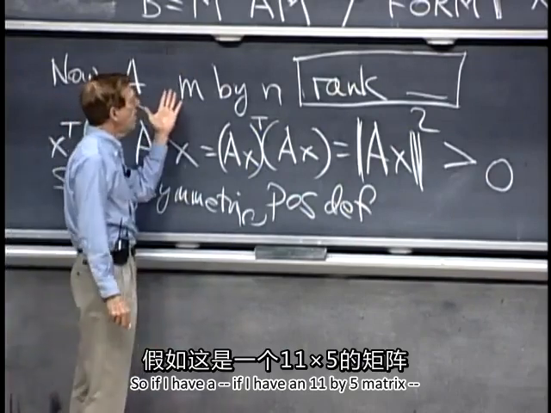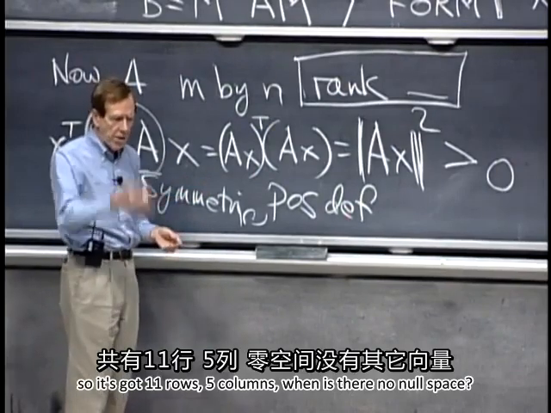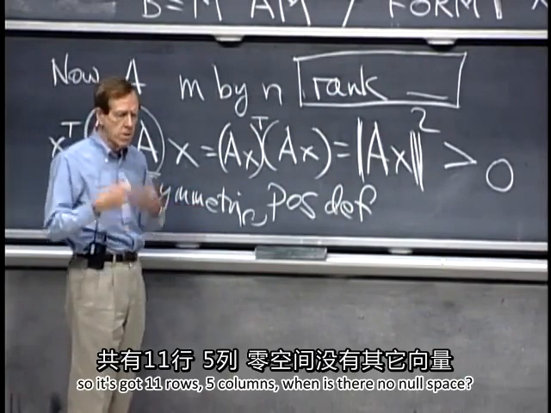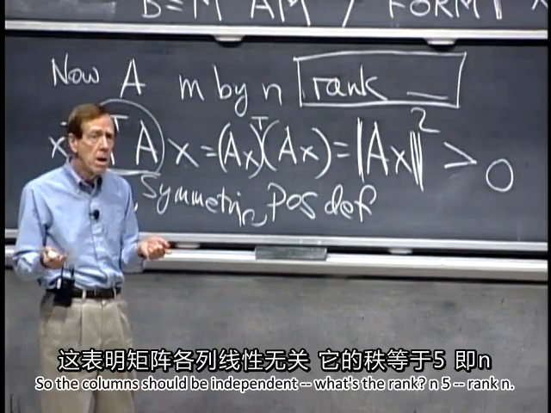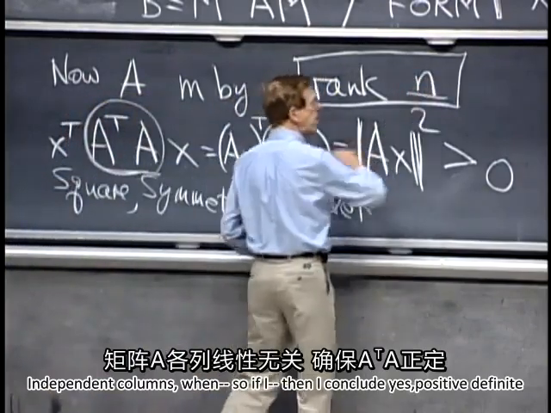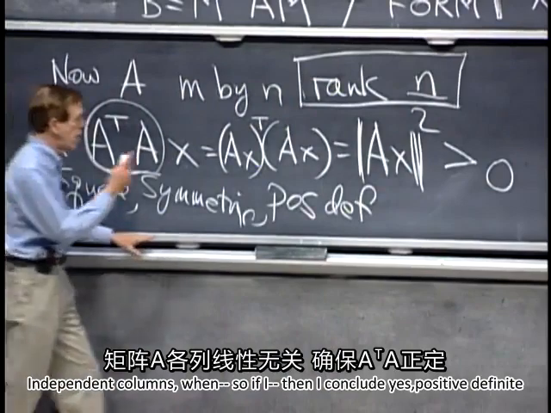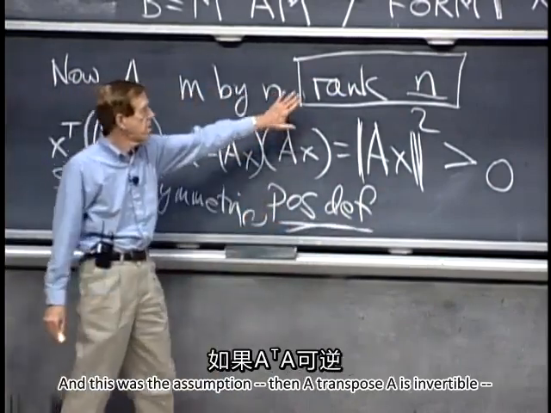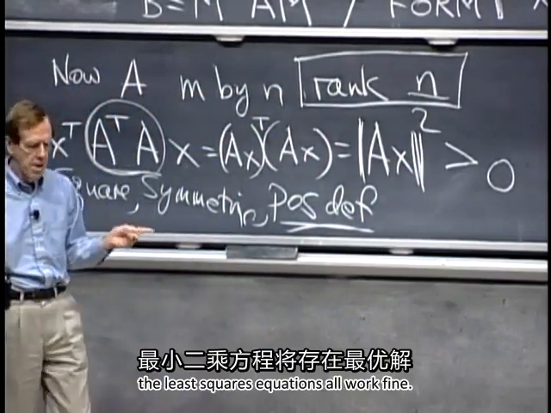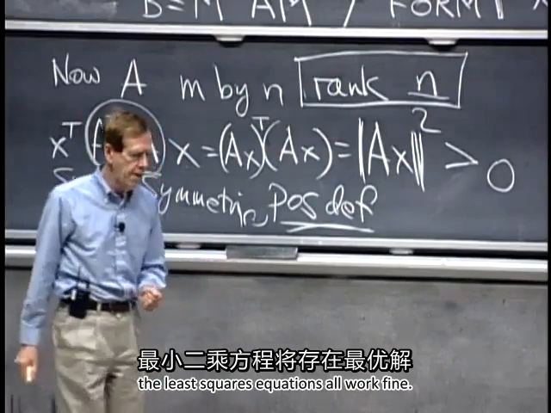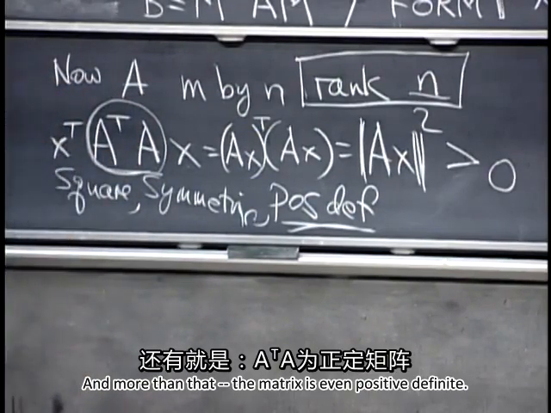So if I have an 11 by 5 matrix, so it's got 11 rows, 5 columns, when is there no null space? So the columns should be independent. What's the rank? N. 5. Rank n. Independent columns. Then I conclude, yes, positive definite. And this was the assumption that then A transpose A is invertible. The least squares equations all work fine. And more than that, the matrix is even positive definite.